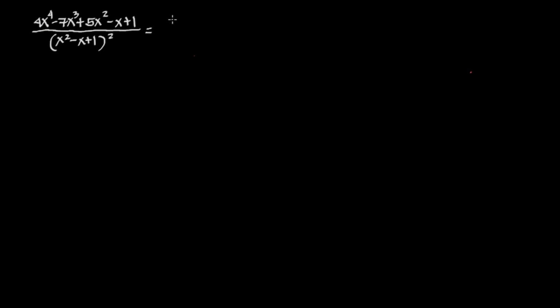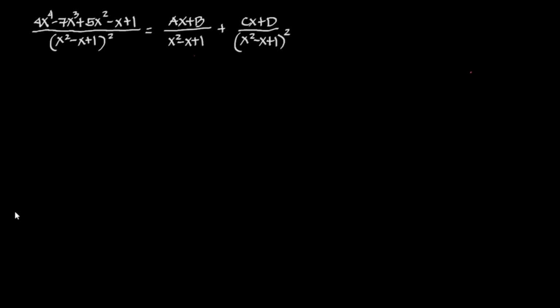So since quadratic siya, so we have ax plus b over x squared minus x plus 1 plus cx plus d over x squared minus x plus 1 squared. Okay? So ganyan kapag repeated quadratic factor.